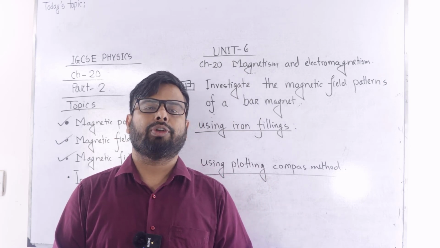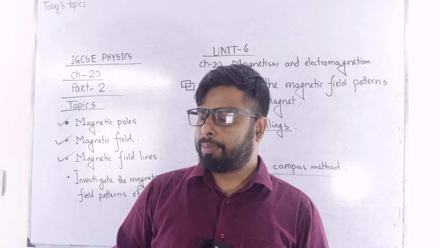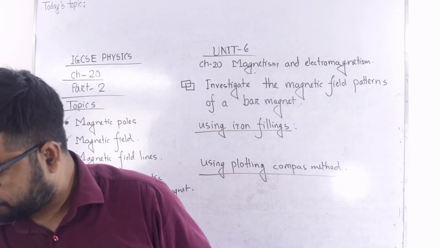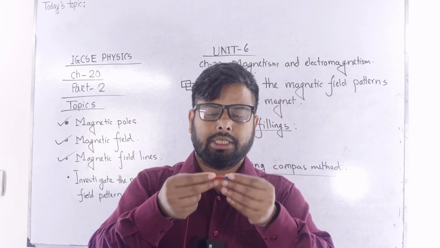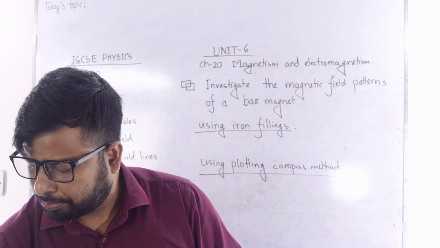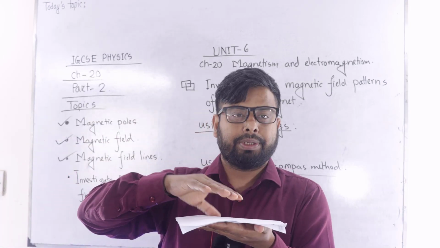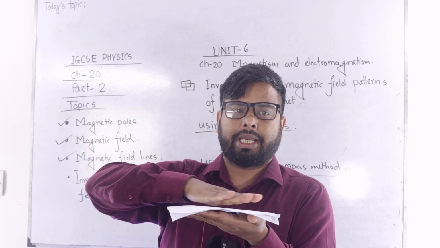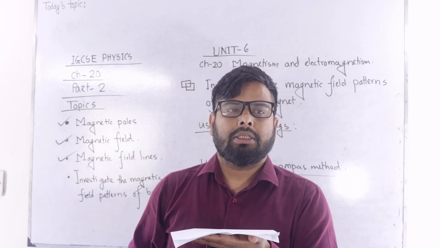First, the iron filings method. Say this is a magnet here. Place a piece of paper on the top of the magnet. Gently sprinkle iron filings on the top of the paper.